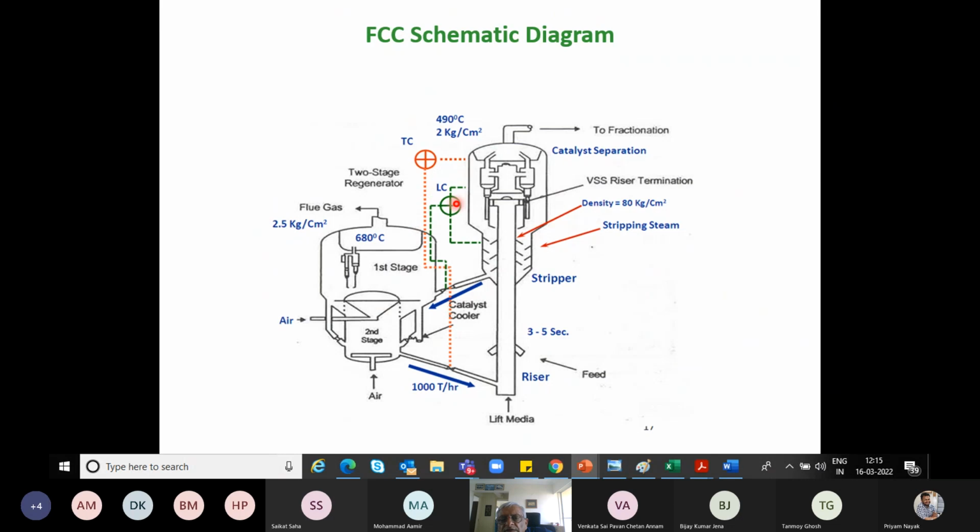So basically this level controller maintains the material balance around this reactor, particularly in the stripper zone, by keeping the level constant. And similarly, this particular slide valve on the regenerated catalyst standpipe controls the reactor temperature, and it maintains a heat balance between the reactor regenerator.